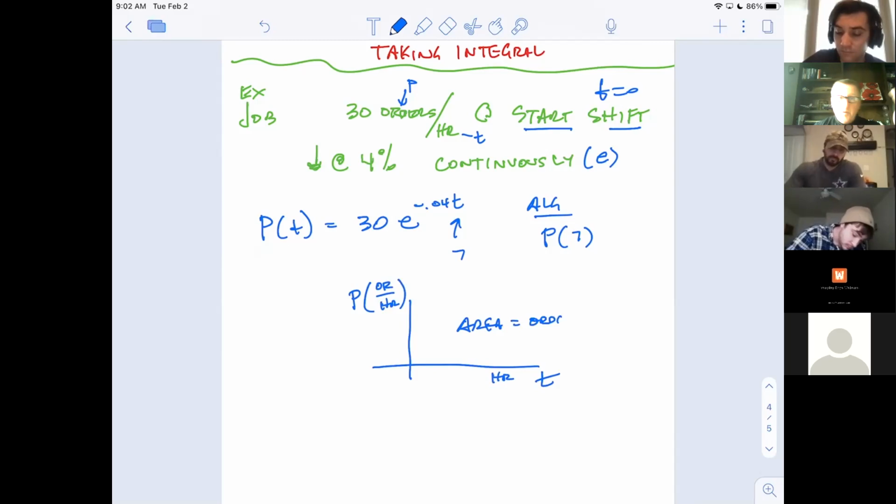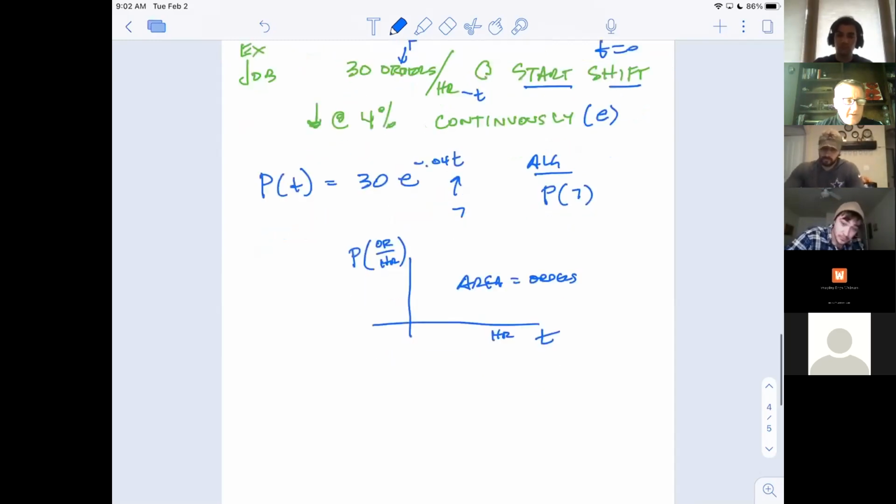Isn't that an interesting question too? I mean, doesn't that seem super complicated to figure out? If somebody comes on at 30 orders an hour, but they're slowing down all day long, wouldn't it be cool if you could actually predict how many orders they did for an 8-hour shift? See if you can figure that out. I'm going to give you a second to think about it.